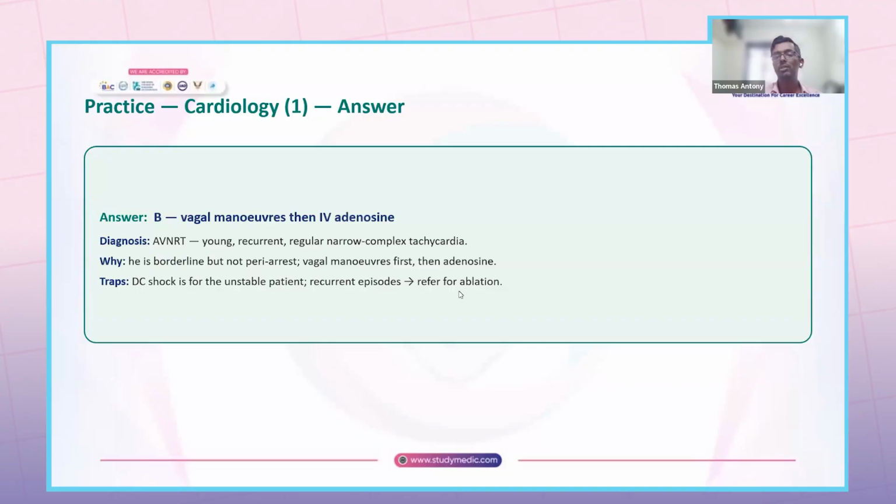So the question is why we are not going with synchronized cardioversion. Here the patient is not peri-arrest. So we have to try the vagal maneuvers first, then move on to adenosine. DC shock is for unstable patients, and recurrent episodes are for ablation.